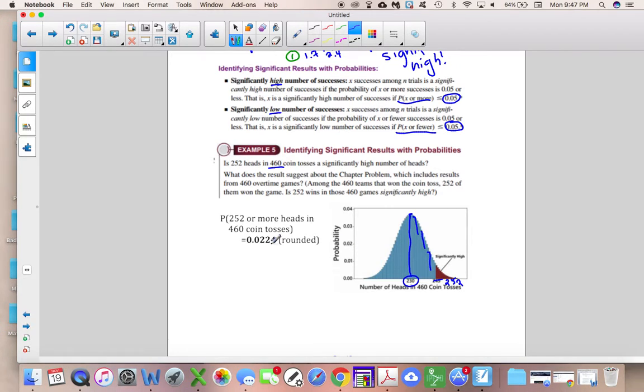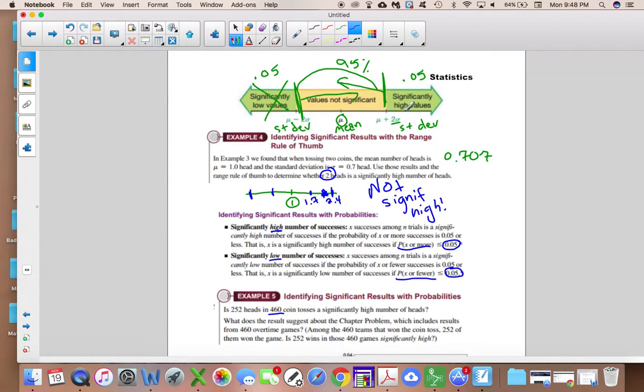So it says that the probability of getting 252 or more heads, because we're looking at this entire interval here, 252 or more, this chance of happening is 0.0224.